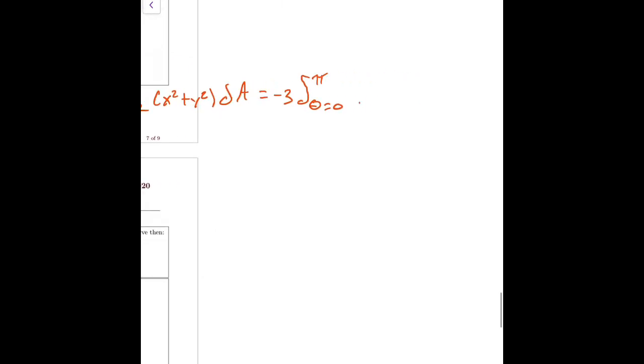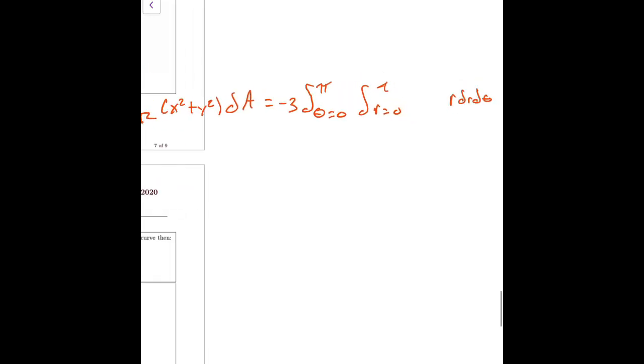And we are integrating over a semicircle, so this is a perfect polar coordinates problem. So this is minus 3 times the integral. We'll do theta on the outside. And now theta is going to go from 0 to pi because we just want the top half of this circle. And then r is going to go from 0 to 4. And we'll write the r dr d theta. And then x squared plus y squared is r squared. Okay, and now this is an integral that you can do on your own.